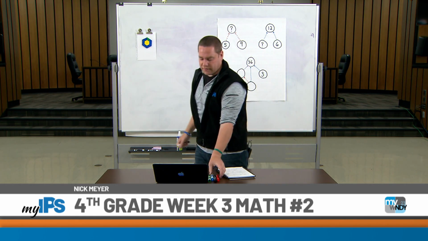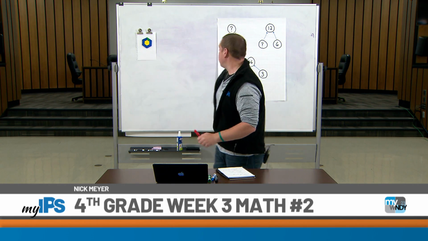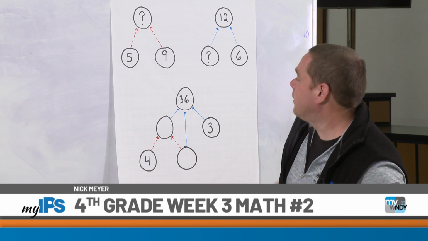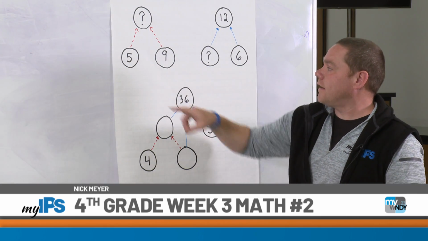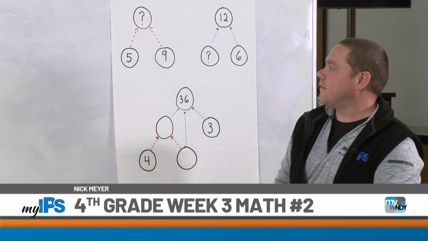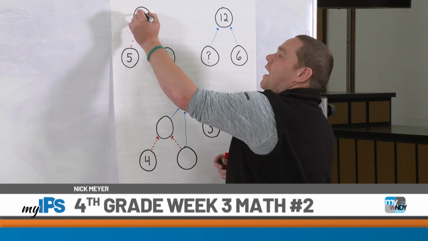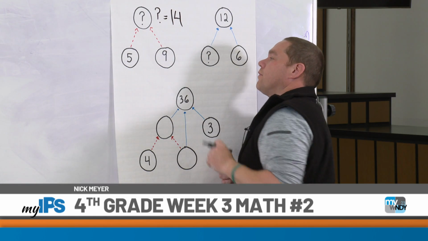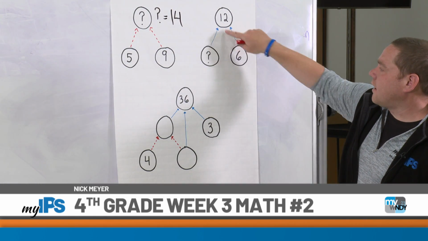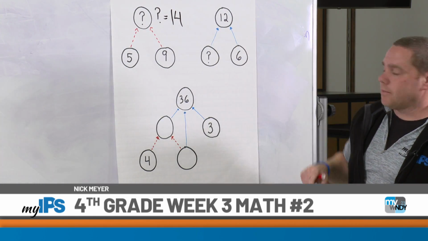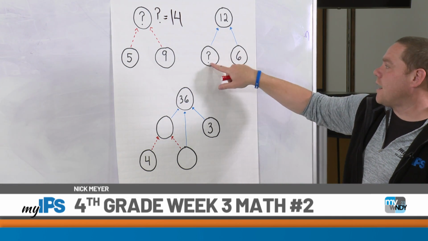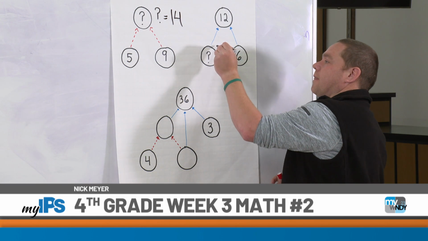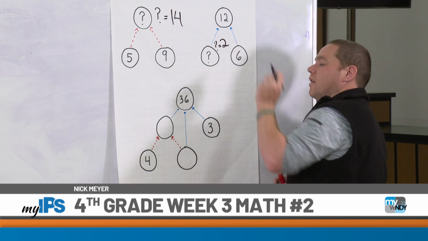So anytime you see a red line, or in your case, a dotted line, that just means add them up. So 5 plus 9, those are red dotted lines. All we have to do is add those up. So the question mark there equals 14. When you see solid lines, that means multiply. So 6 times some number equals 12. So in this case, the question mark equals 2.